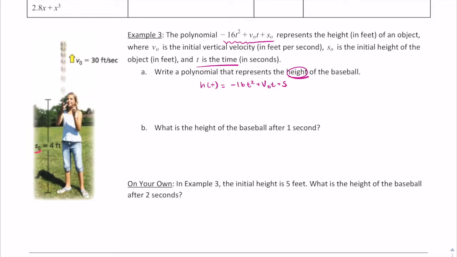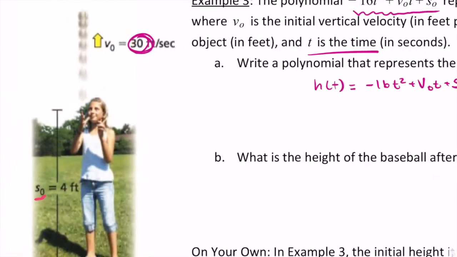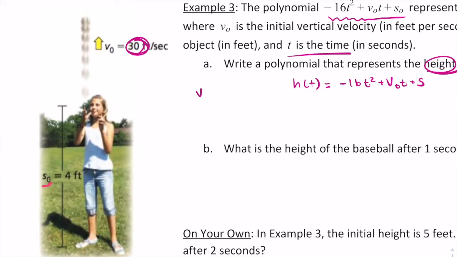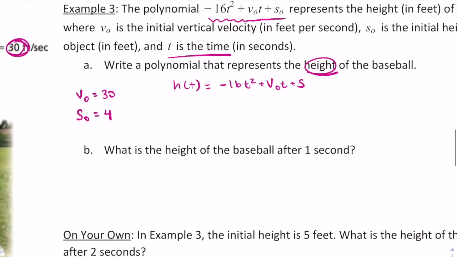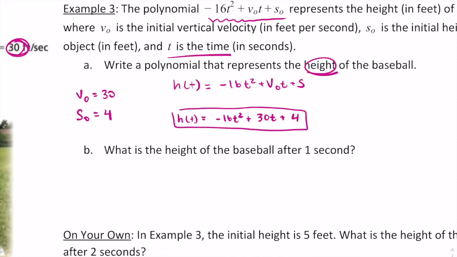Okay, but in this case, what is my initial velocity? Take a look at my diagram here. My v naught is 30 feet per second. My s naught is 4. So all I'm going to do is plug that in. So v naught equals 30, s naught equals 4. So in my equation, I have h of t equals negative 16t squared plus 30t, right? Because that's what v naught is, plus 4. So that is a polynomial that represents the height of the baseball at any point in time.